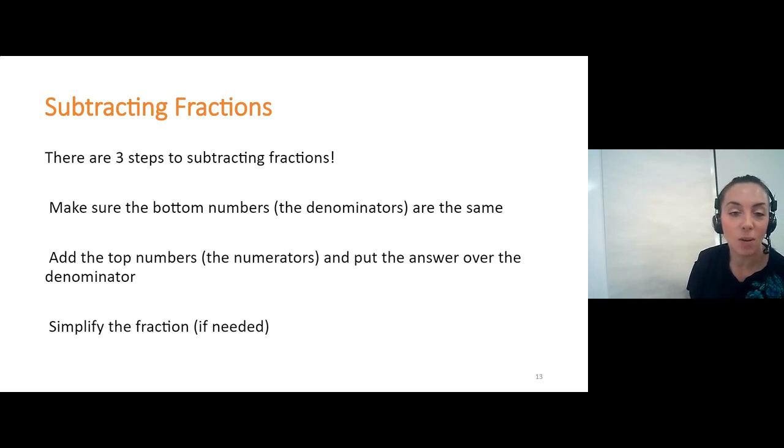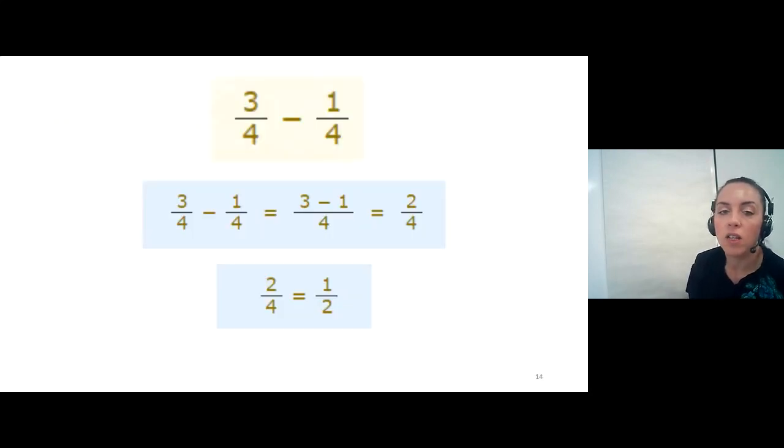Subtract the top numbers, put the answer over the denominator and simplify the fraction if needed. So let's have a look at an example. We've got 3 over 4 minus 1 over 4. The denominators are the same, just like we did with adding. We just subtract the numerators, so 3 minus 1 gives us 2, and we put that back over the original denominator because it's the same. 2 over 4, we can then simplify, which is step 3, and turn that into 1 over 2.